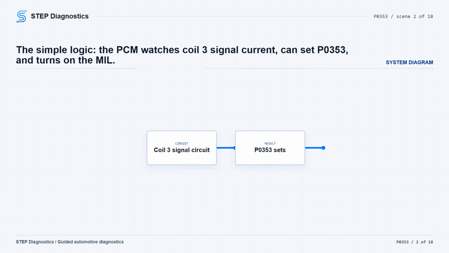This monitor runs continuously with the ignition on, and the code sets when the PCM detects the ignition coil 3 signal circuit current is less than or equal to 0 amps for at least 1-2 seconds. Start with the basic system checks before getting into the code-specific path.